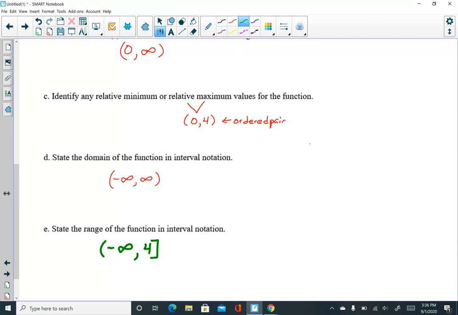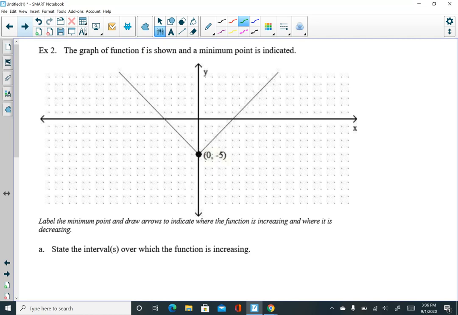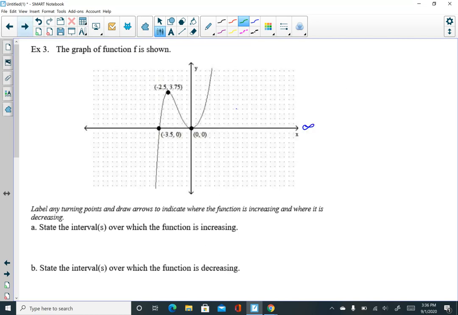I encourage you now to pause the video and try example 2, because it's very similar to the one that I just ran through, and then you can check yourself by the solution key. And then I'd like to do one more with you, so I'm going to flip it on over to example 3.